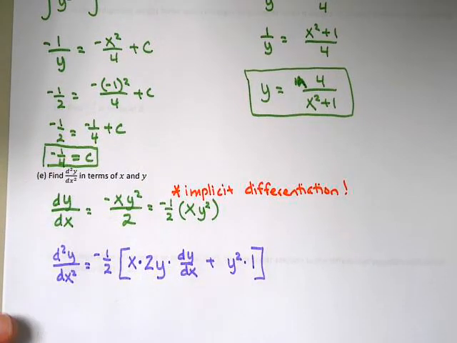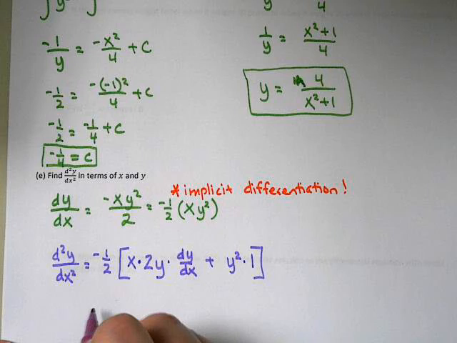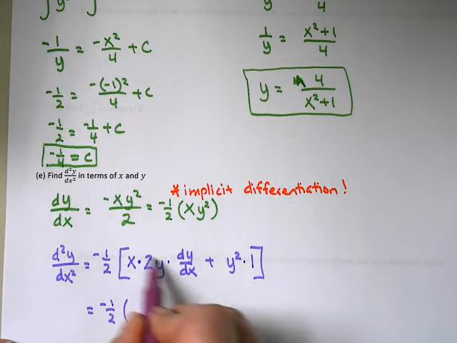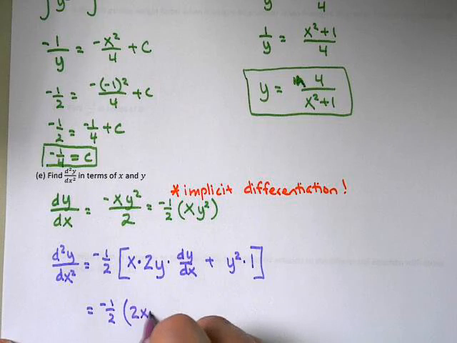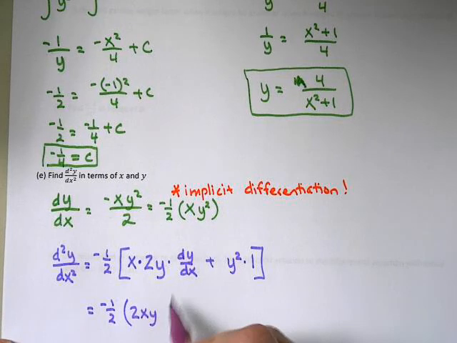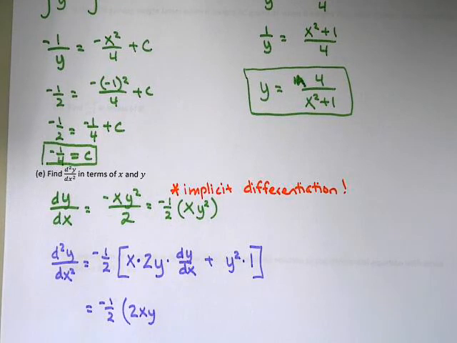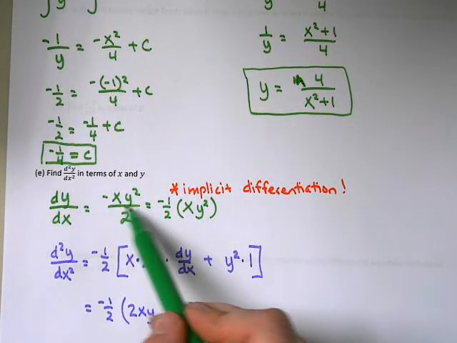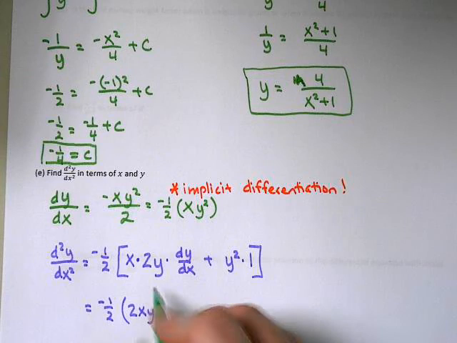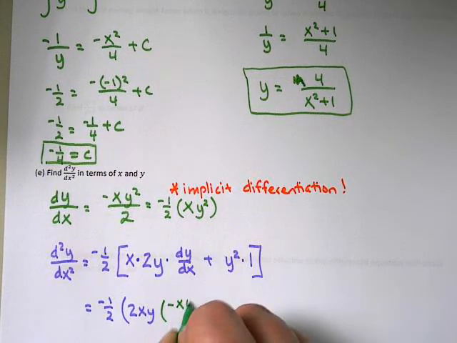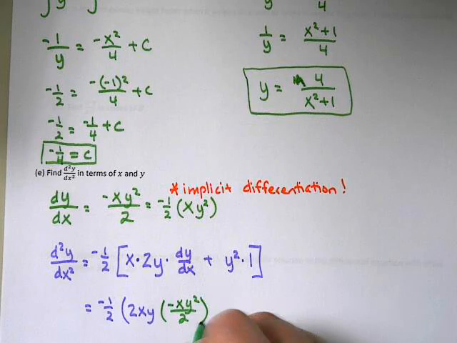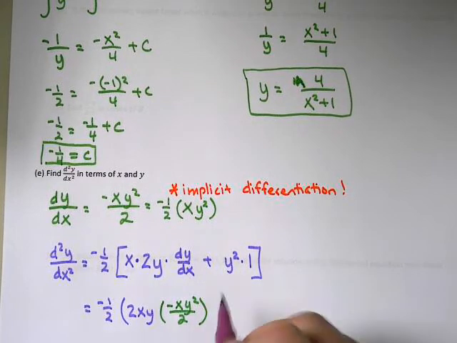Now we're going to need to do a couple of things here to start to simplify. So I'm going to leave the negative 1/2 on the outside, and I'm going to turn this into my 2xy, because I can just multiply those together. Now here's the different part. dy/dx, we know what that is, right? It's actually this negative xy squared over 2. So I'm going to put that in place of dy/dx. So negative xy squared over 2, and then this is plus y squared.